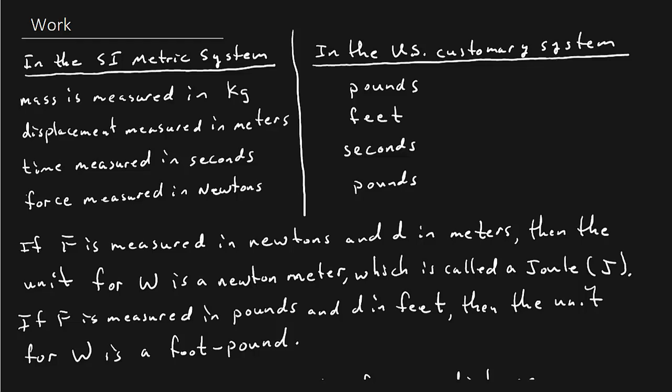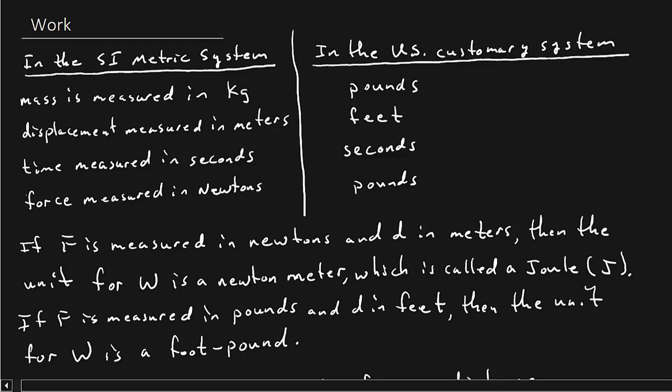So we have here the SI metric system, and then we have the US customary system. Mass in the metric system is measured in kilograms, US pounds. Displacement is in meters, US feet. Time is measured in seconds in both. And then in the metric system, force is measured in newtons, US pounds.